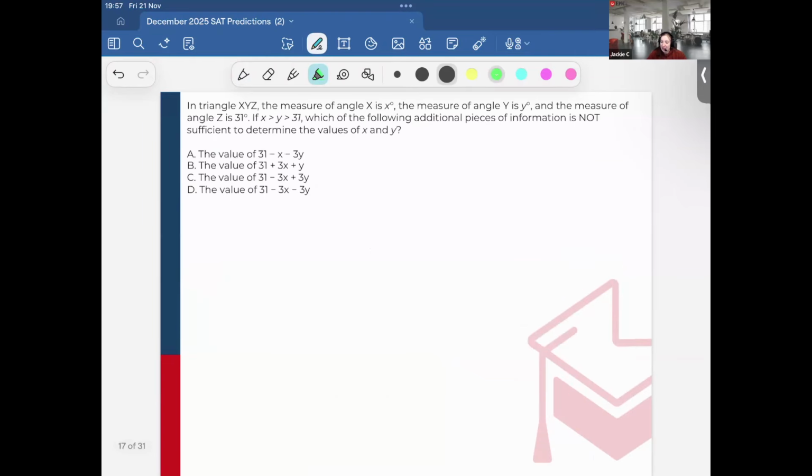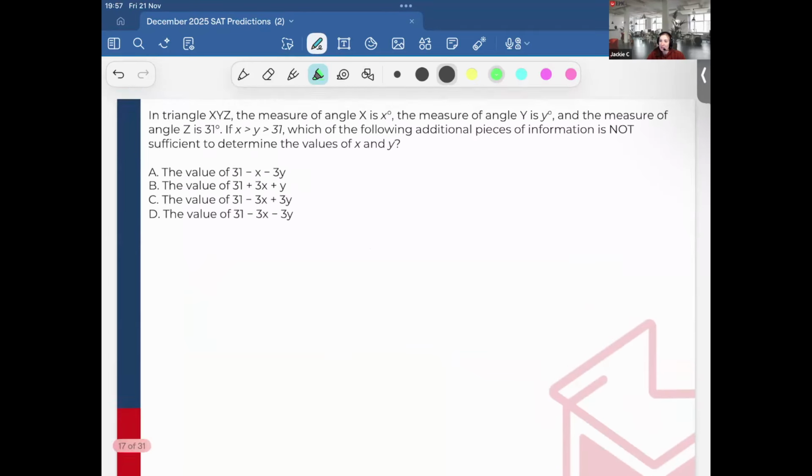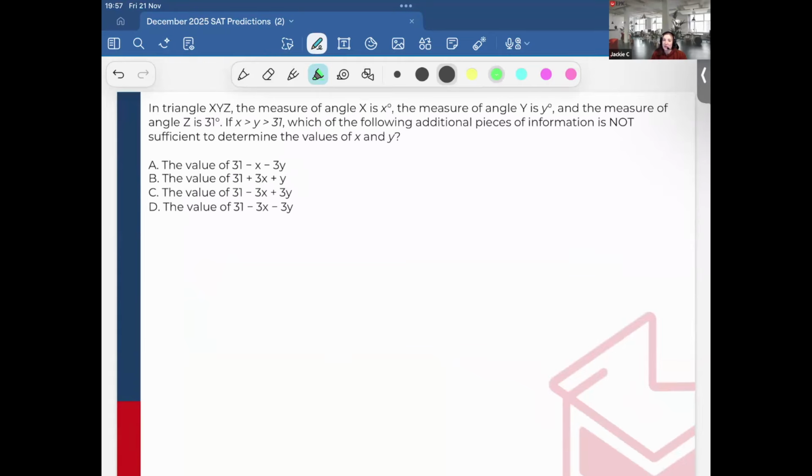Okay, so next up, this is a very interesting problem. It's a bit mixed with geometry, but also algebra. So let's take a look. It says in triangle XYZ, the measure of angle X is x degrees, the measure of angle Y is y degrees, and the measure of angle Z is 31 degrees. x is greater than y is greater than 31. Which of the following additional pieces of information is not sufficient to determine the values of x and y?